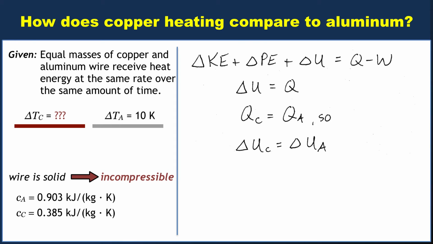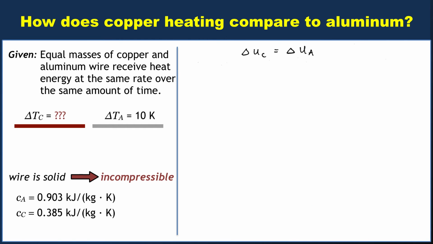We also know generally how to relate delta U to its specific internal energy through delta U equals m delta little u. So if that's true, we have the same masses of copper and aluminum, therefore the changes in specific internal energy must also be equal for the two substances. So let's move that up. Alright, what to do next?